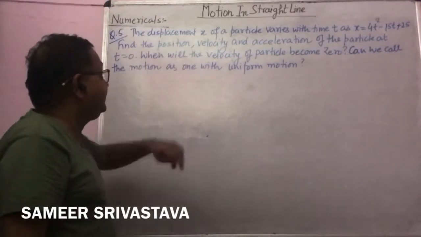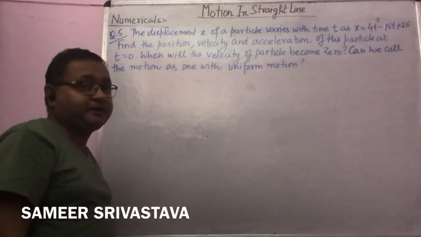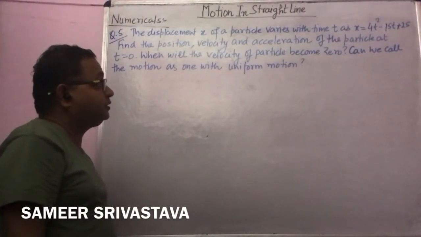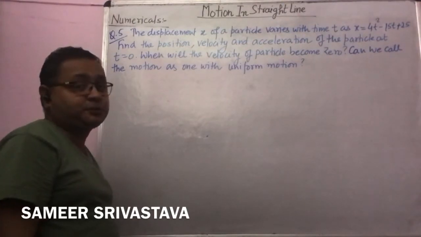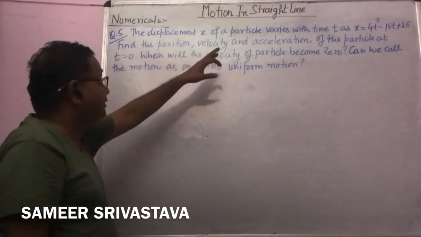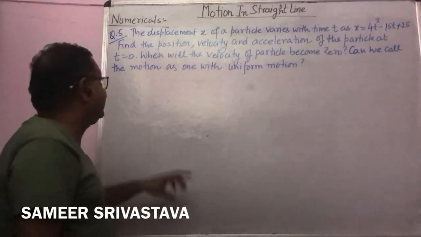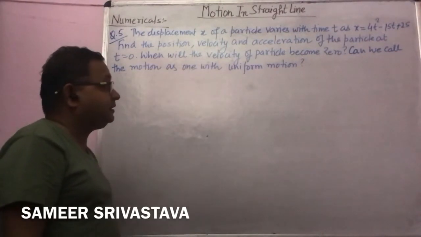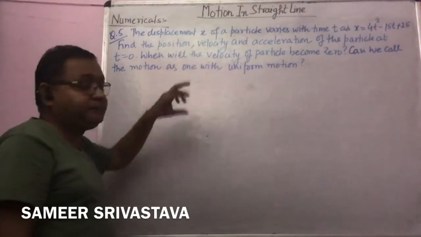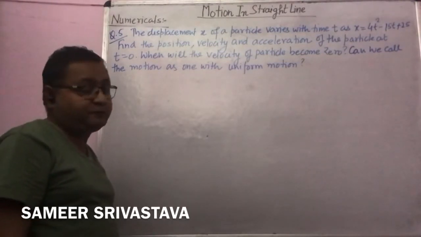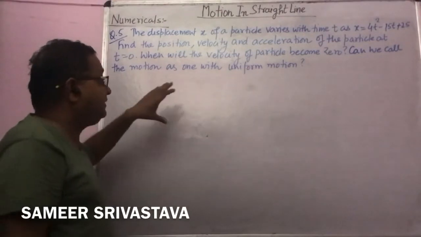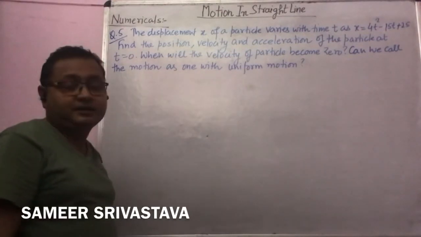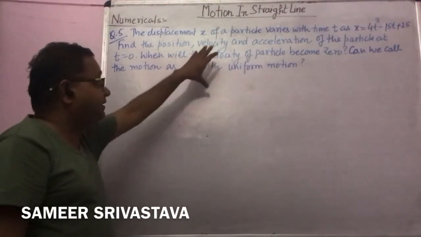A displacement x of a particle varies with time t as x equals 4t square minus 15t plus 25. Find the position, velocity and acceleration of the particle at the time t equal to 0. When will the velocity of the particle become 0? That means at what time the velocity becomes 0, we have to find out. Also, can we call the motion uniform accelerated motion? Now here we have to find the three things.